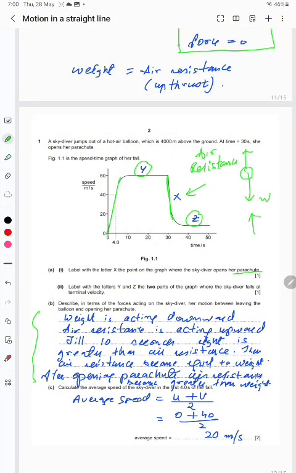Now in part C it says calculate the average speed of the skydiver in the first 4 seconds. First 4 seconds. You can remember the formula. Average speed is u plus v over 2. u is initial, this is in the beginning of time, u is 0, and this is 40, which is the final speed. We are only interested in the first 4 seconds. So u plus v over 2 is the formula. Plug in the values, you will get 20 meters per second.